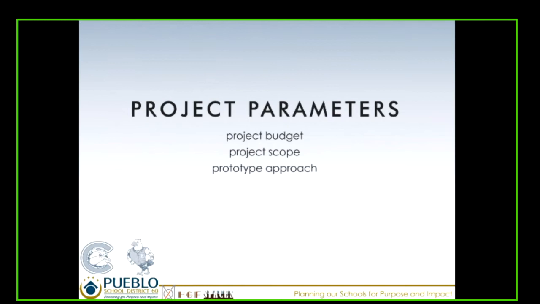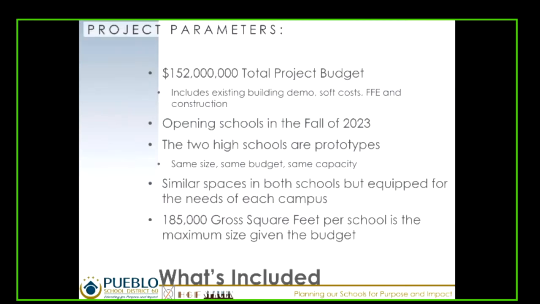Project parameters. As we've gone through before, but for those new, $152 million is our total project budget. That includes existing building demolition, soft costs, FF&E, construction, all the items that are required to do the project of building the 2 new high schools. Opening schools in the fall of 2023 is the plan.